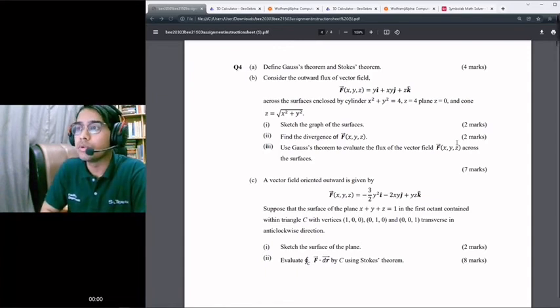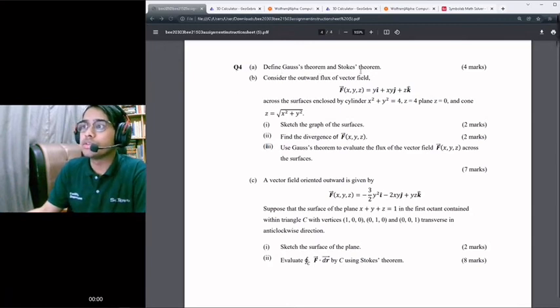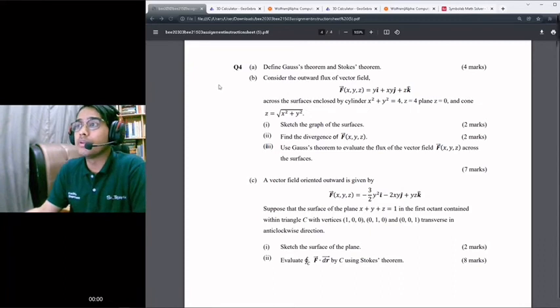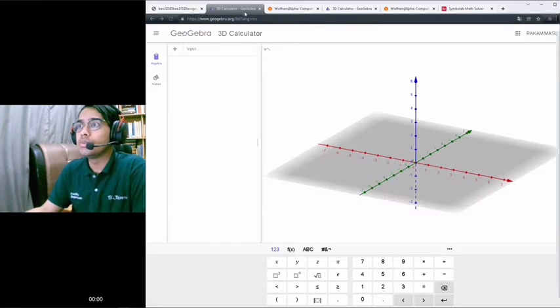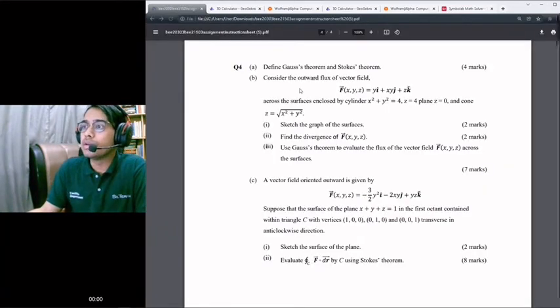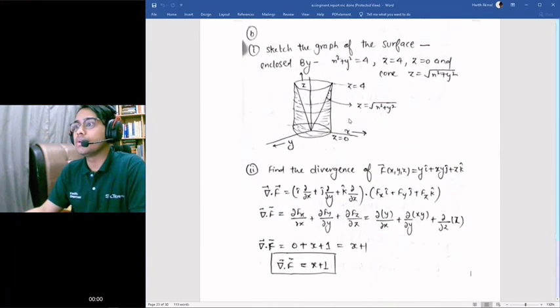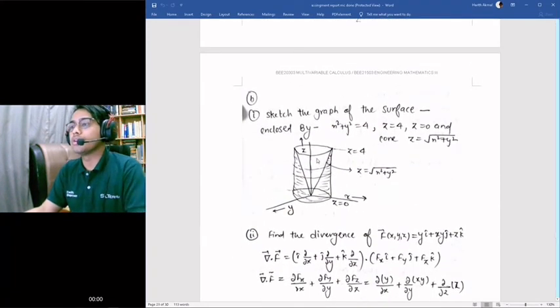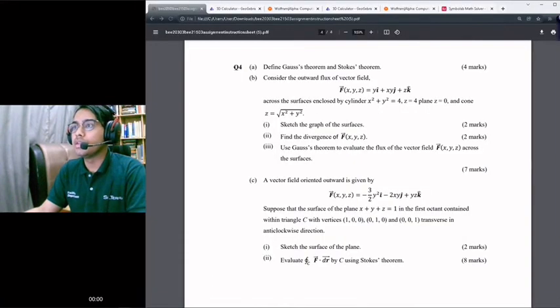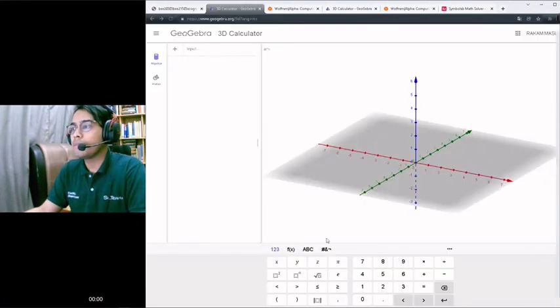So now I'm going to explain question 4, which is about Gauss's theorem and Stokes' theorem. For our software, I decided to use an online software, GeoGebra, for the first question, which requires us to sketch the graph of the surfaces. Manually I have sketched it already. This is what I got from the manual calculation. Now we are going to use GeoGebra.